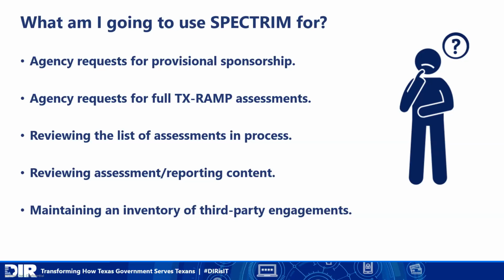So if you are a member of the appropriate permission groups, you'll be able to see the services where they're at in the process, if an assessment's been launched or if it's just been requested, as well as the provisional certifications and the full certifications. Reviewing assessment and reporting content or continuous monitoring content. So again, based on permission groups, we're making available some of the assessment response materials so that if you are contracting for a given cloud service, you'll be able to see that once that cloud service has been certified.